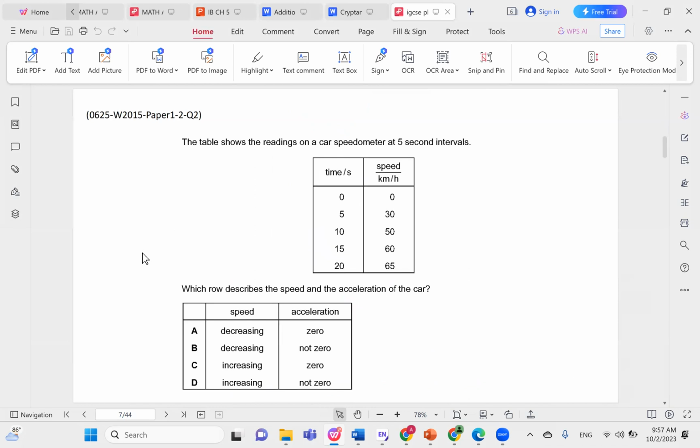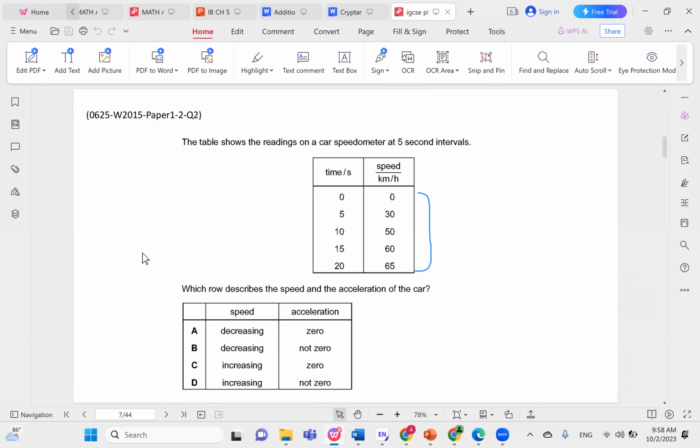The table shows the readings on a car speedometer at 5-second intervals. Which row describes the speed and the acceleration of the car? So is the speed increasing or decreasing? I think you can just observe the table and figure this out. Obviously here, the speed is increasing because it was 0 and then became 30, 50, 60. So obviously the speed is increasing.